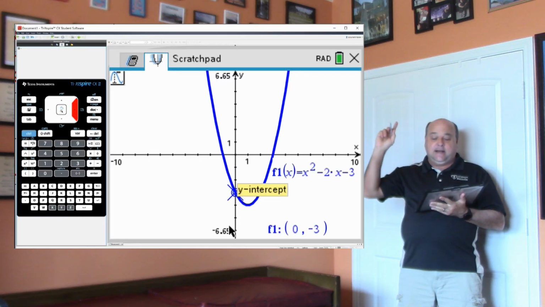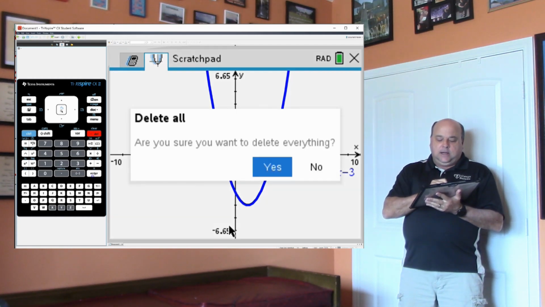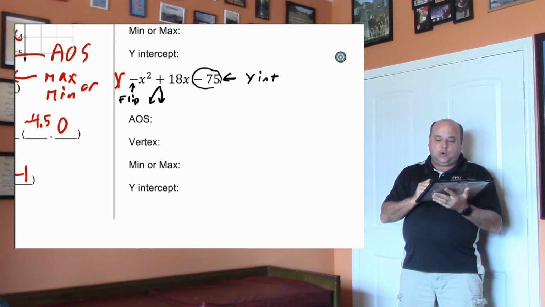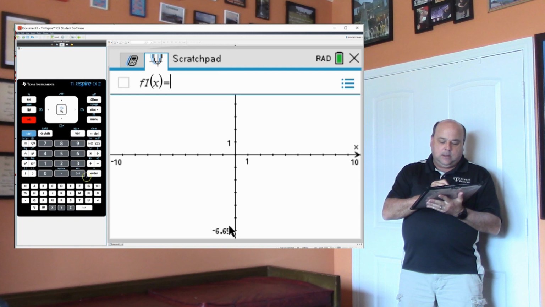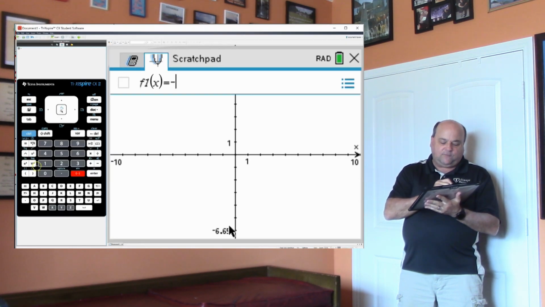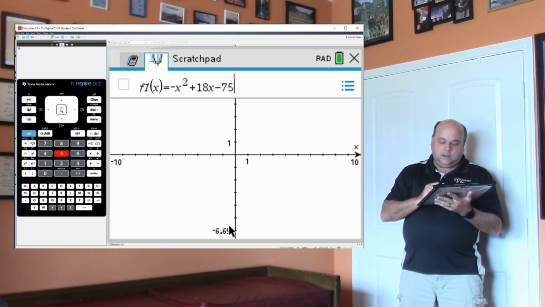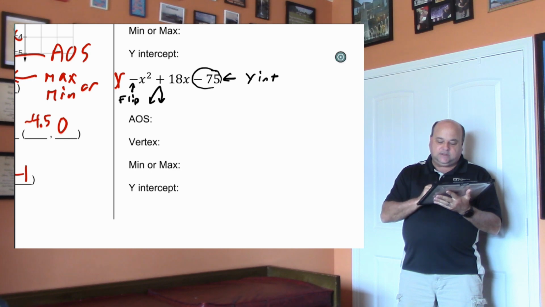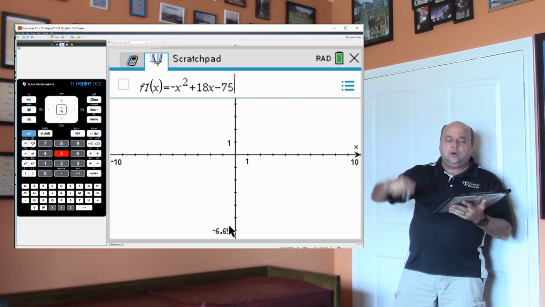So I'm going to go here. I need to get rid of the graph, so delete, delete, delete. And then hit enter. Now that it is negative x squared plus 18x minus 75, hit the tab. Negative x squared plus 18x minus 75. Did I do it right? Plus 18x minus 75. I got it in right. Make sure it's in right. Kind of difficult for me because I can't see the paper. Hit enter.